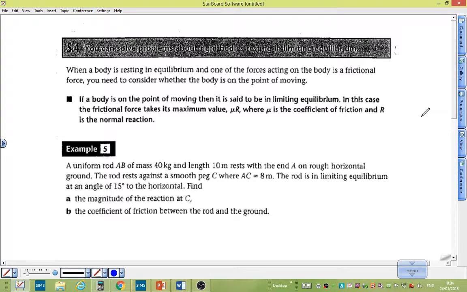5.4. You can solve problems about rigid bodies resting in limiting equilibrium. In other words, it's going to topple or fall. It's just on the point of moving. It's most extreme. So when a body is resting in equilibrium and one of the forces acting on the body is a frictional force, you need to consider whether the body is on the point of moving.